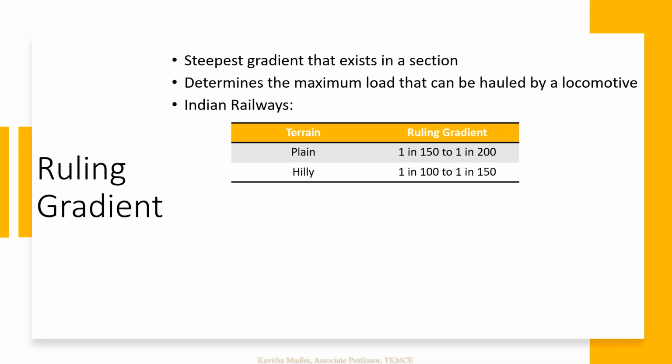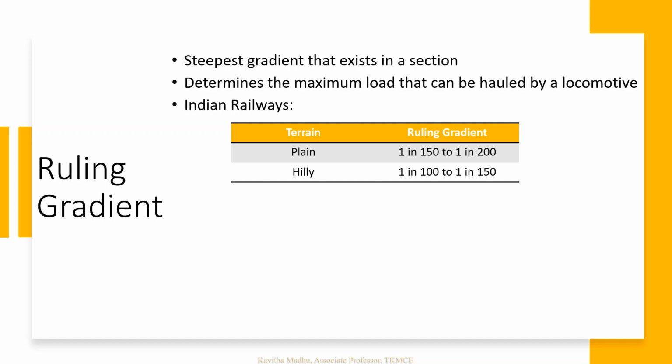Ruling gradient. The ruling gradient, also called the design gradient, is the gradient for which the section is being designed, because it determines the basic performance of the locomotive, and at the same time it determines the total amount of load which the locomotive can take along with it while negotiating any gradient without any loss in speed. So it is the steepest gradient that exists in a section, which determines the maximum load that can be held by the locomotive.